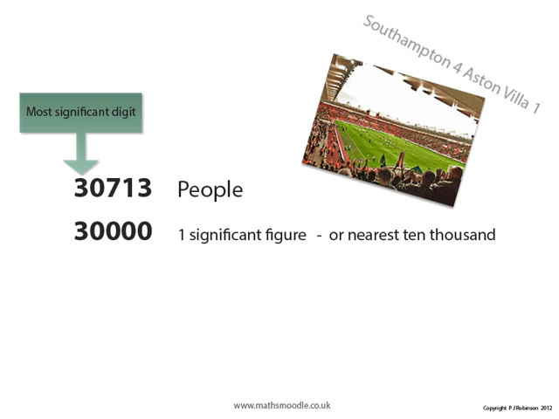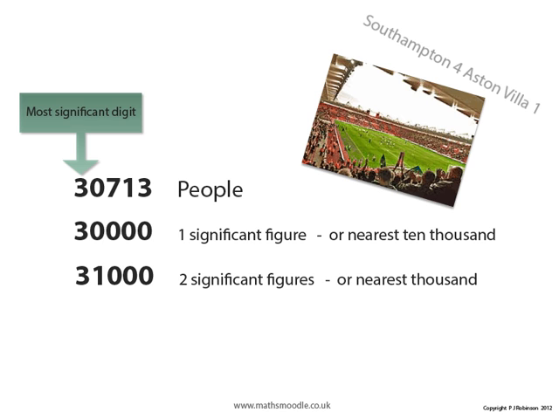If we wish to round to two significant figures, we would take the first two significant digits, 3, 0, then look at the third to decide whether to round up to 3, 1 or leave as 3, 0. In this case, a following 7 means we would round 3, 0 up to 3, 1. This gives 31,000 to two significant figures, or the nearest 1,000 in this case.